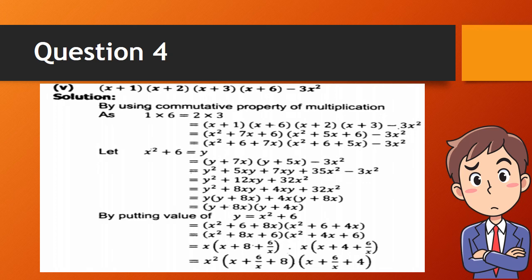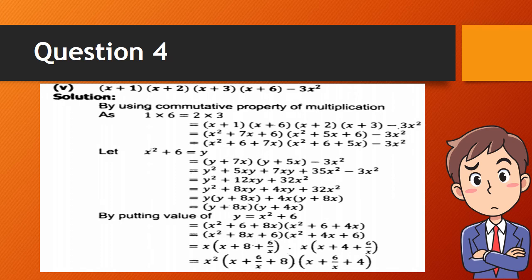Now you can see that in the first bracket you have x square plus 6 and in the second bracket as well you have x square plus 6. So you can replace x square plus 6 equal to y. So (y plus 7x) into (y plus 5x) minus 3x square. Now you will multiply the terms. You have y square plus 5xy plus 7xy plus 35x square minus 3x square.